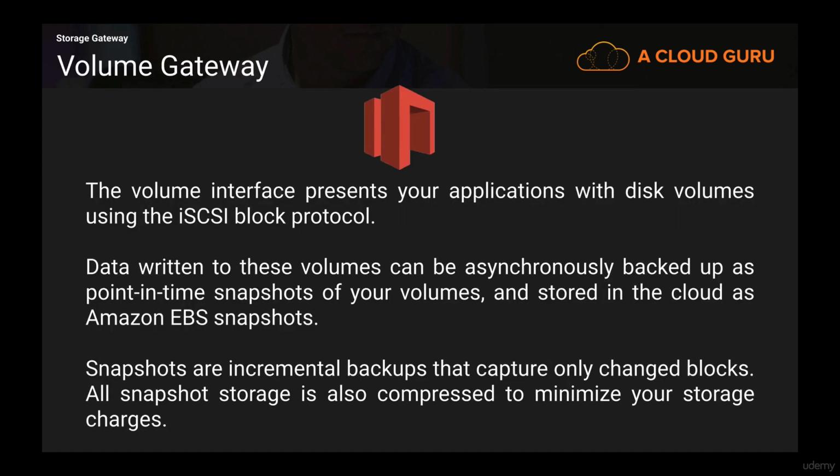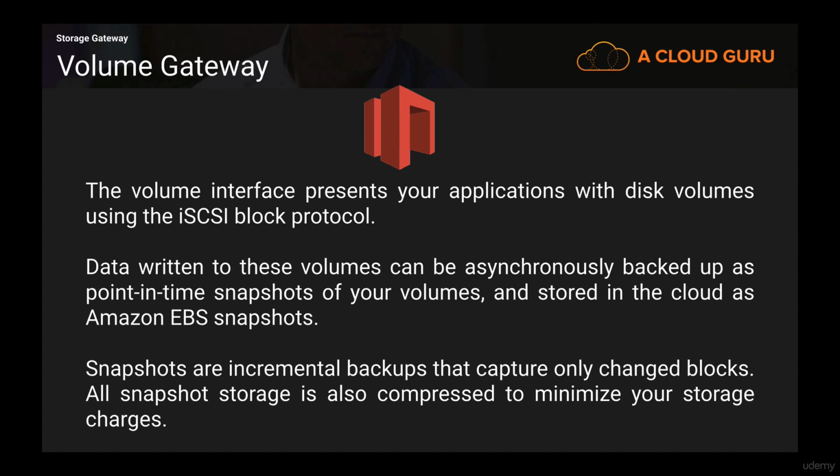So moving on to Volume Gateway. Volume Gateway is an interface that basically presents your applications with disk volumes using iSCSI block protocol. So when you start using iSCSI, it's block-based storage. When you use block-based storage, you can install operating systems on it, you can install applications on it, things like SQL Server, you can run databases from it. So basically think of this as a virtual hard disk.